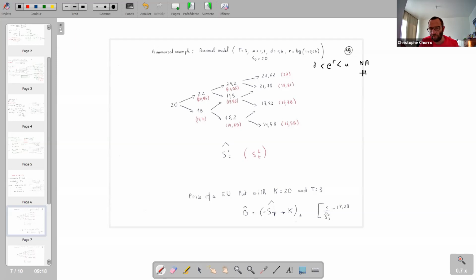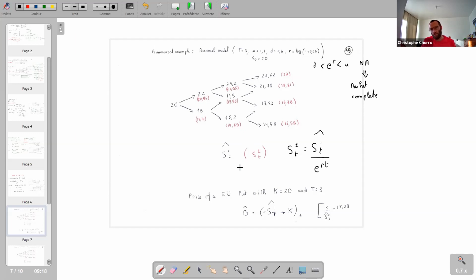And I know that this implies, from what I have done previously, that the market is complete. What is more, my starting point is 20 for my risky asset. So I have this dynamic for the risky asset. You have in black here the value of the risky asset at any time, and in red you have its actualized value, computed this way, with my R equal to this logarithm here.